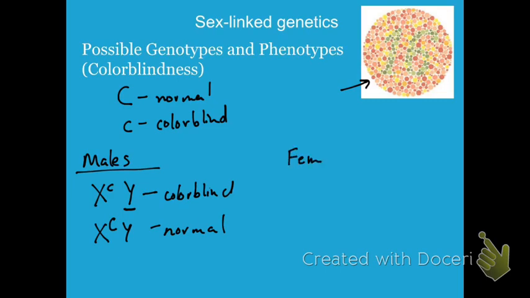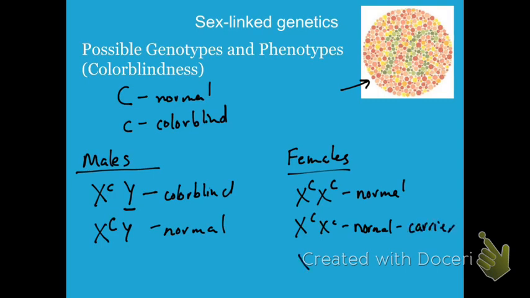Females, remember, they have 2 X's, right? So if they're normal, they could be this, which is homozygous dominant. So this would be normal. They could be normal as well, but in this case, they're a carrier. They're heterozygous. So this is what we call a carrier, and then this female would be colorblind.